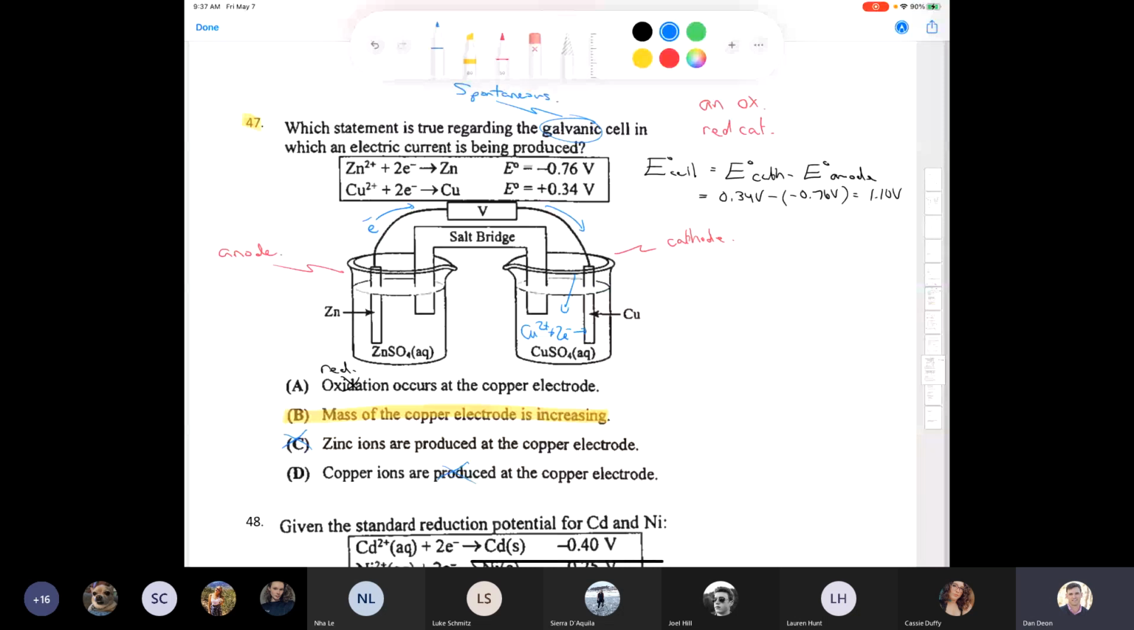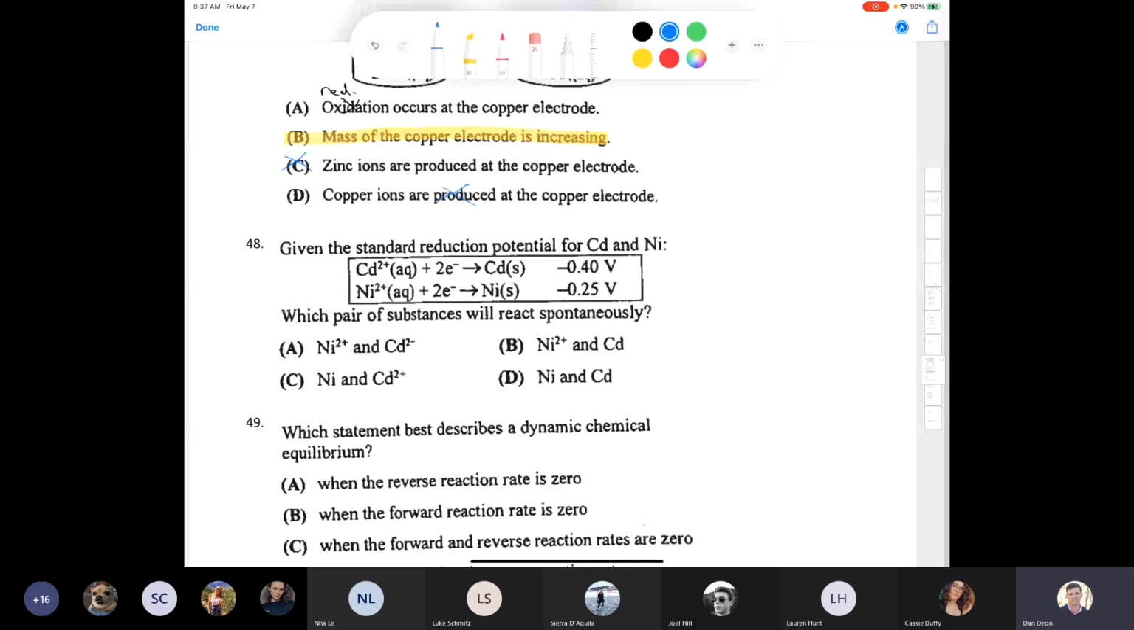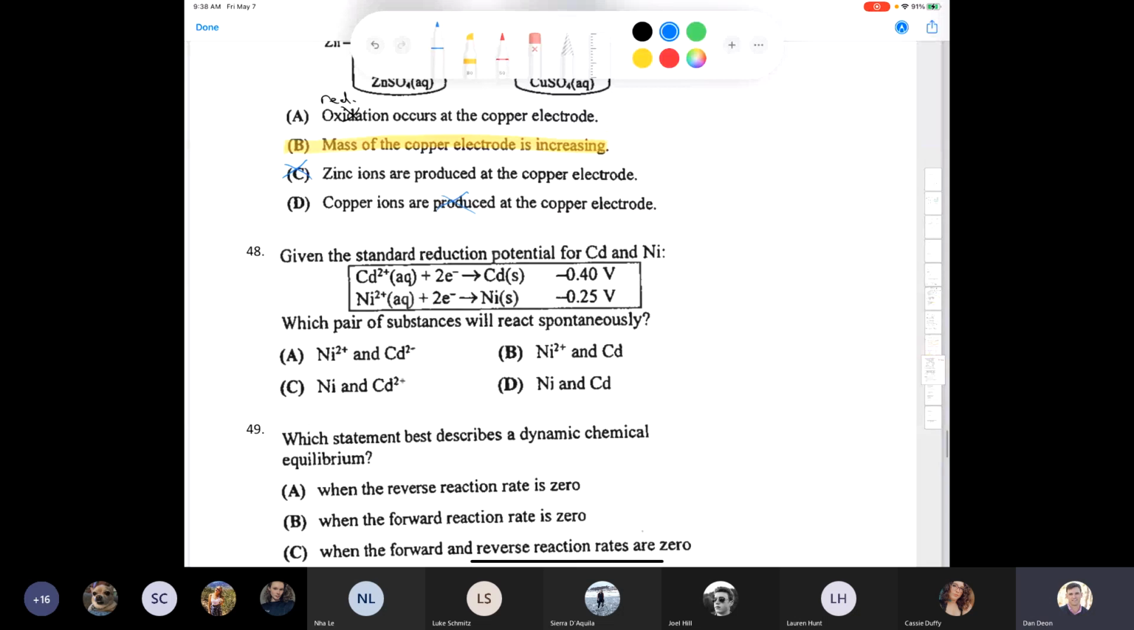All right, number 48. It says, given the standard reduction potential of cadmium and nickel, so these are just the standard reduction potentials that you would find in a table of standard reduction potentials. It says, which pair is going to react spontaneously? Is it nickel plus and solid cadmium? Is it the cadmium plus and the solid nickel? Which one is it going to be? Like, how are we going to put these together?